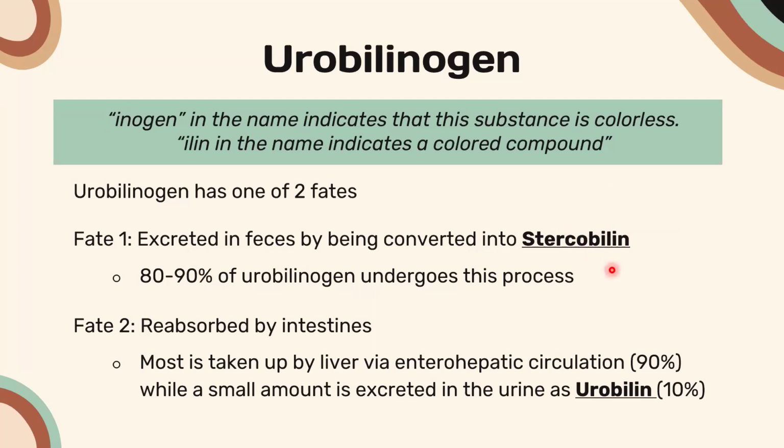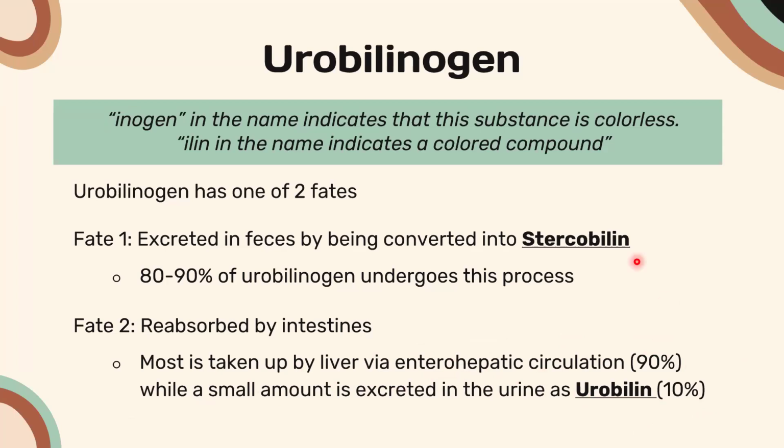So around 10 to 20% of what's left is going to be reabsorbed by the intestines. 90% of what is reabsorbed is going to be taken up by the liver via the enterohepatic circulation. Entero is the intestines, and hepatic, of course, is the liver. So the circulation connecting them takes it back into the liver, while a very small amount, around 10%, is excreted in the urine as urobilin. And urobilin is basically what gives the urine its yellow color.